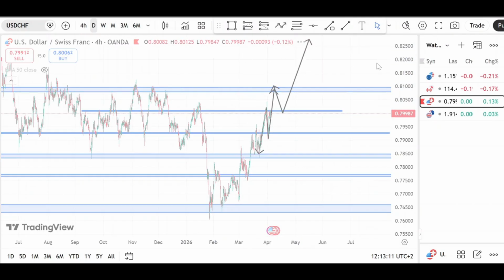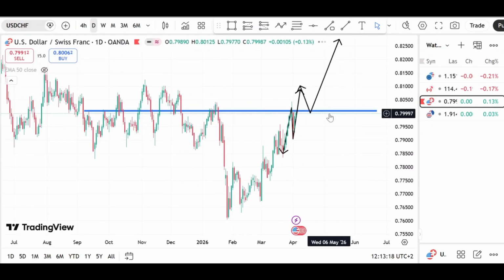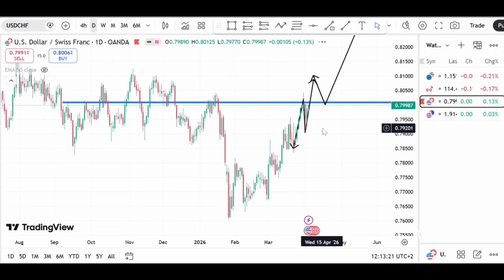Let us return to the daily structure to see that zone. Oh, the internet is lagging, my friends. Ignore me.